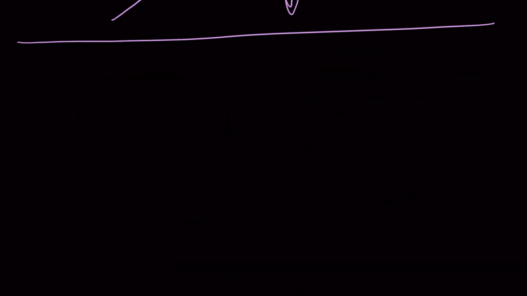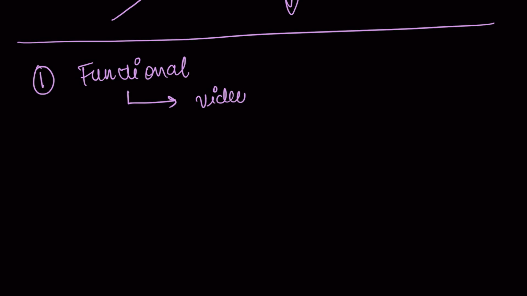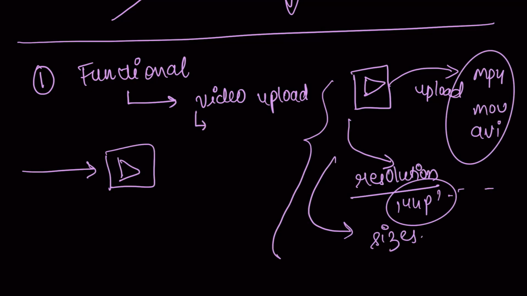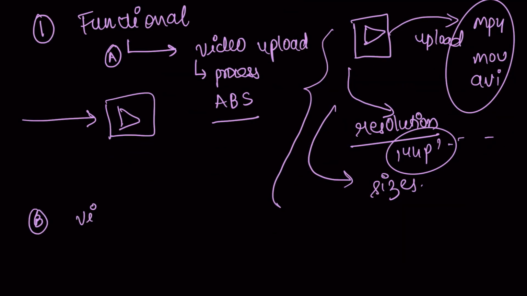Let's go ahead and talk about the functionality of YouTube. So over here, we are going to talk about the functional requirements of YouTube. For us, the first functional requirement would be video upload, because we want to upload videos to YouTube, right? And YouTube also needs to allow users to upload videos in various formats and even different resolutions. So the key functionality over here is to process the video for adaptive bitrate streaming.